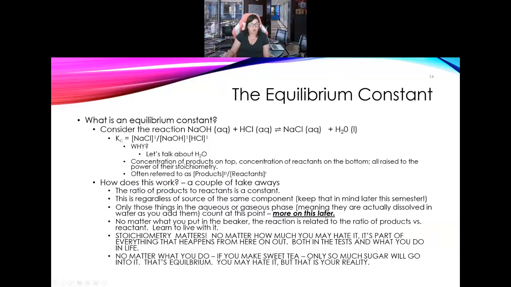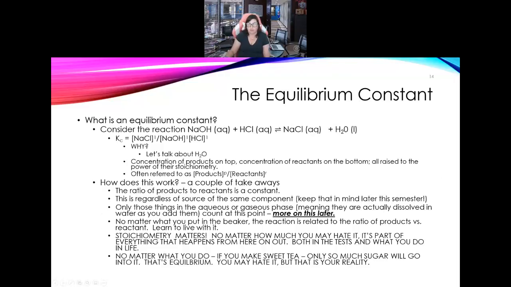Now, let's talk about what we actually mean by that Kc. What is this description of equilibrium? Well, Kc is an equilibrium constant. Now, it's a constant that implies that the ratio is fixed. It is a ratio because we're talking about the concentration of the products over the concentration of the reactants. Each of those things is raised to the stoichiometric coefficient of that material in the equation.